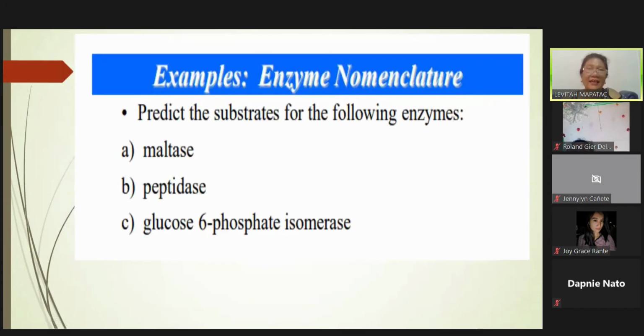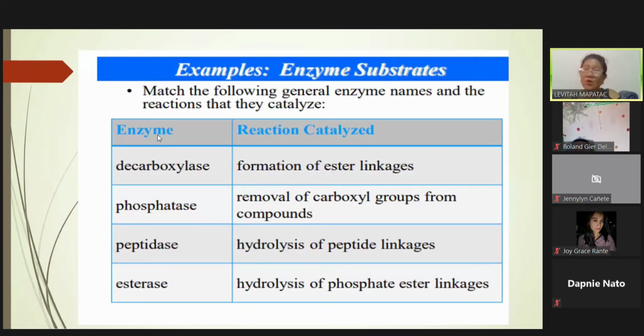Okay. And here, you're going to match. So your matching type here is, we have these different enzymes. What kind of reaction do they catalyze? You can have it like that, then you can have an arrow like that. Okay? So this will be the end.